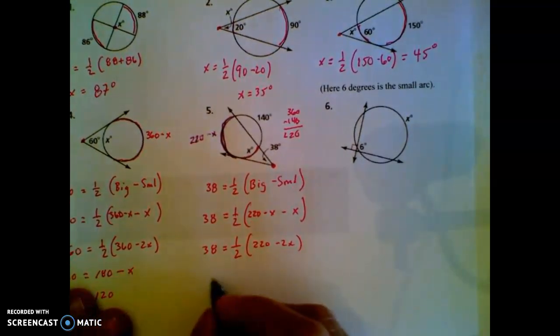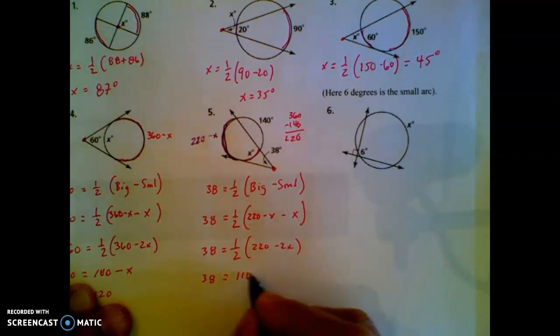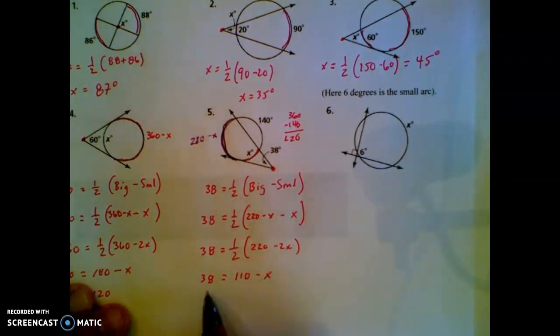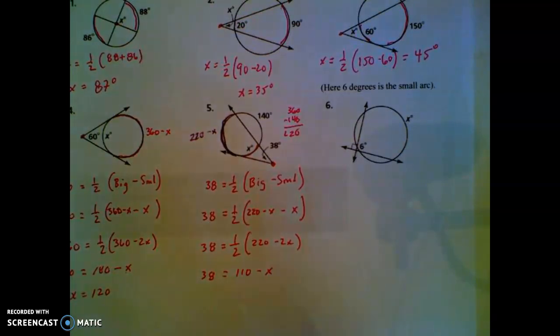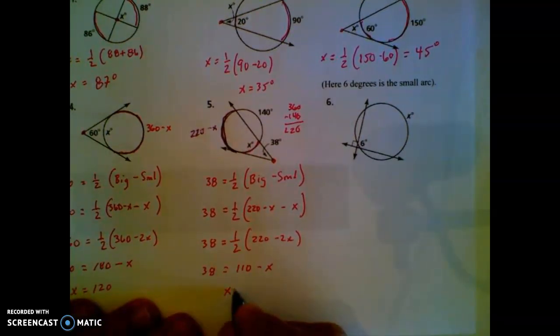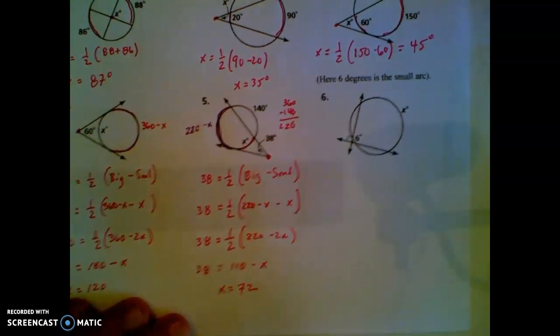Probably distribute the half again since they're both even. So that means 38 is equal to 110 minus x. Again, I'd add the x over here to make it positive and subtract that. So I'm going to do 110 minus 38. And that's 72. So let's see how you do that one.